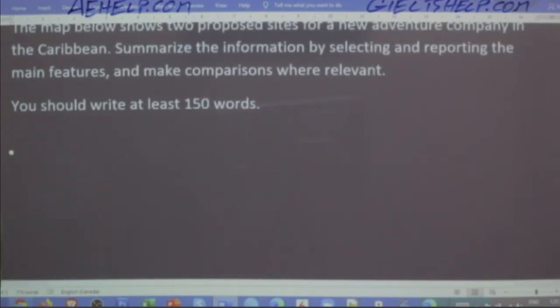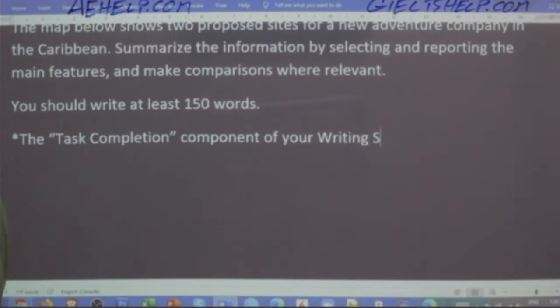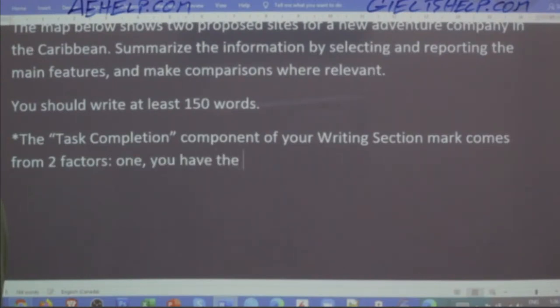Okay. So the task completion component of your writing section mark comes from two factors. Okay. One, you have to write the minimum word count or more.